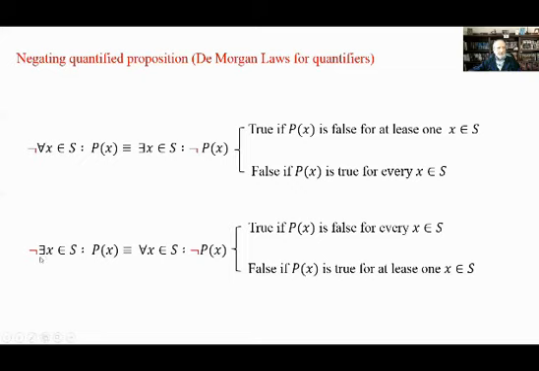If you negate "there is x in S, Px," the negation is "for any x in S, not Px." So this will be true if Px is false for every x in S, and it will be false if Px is true for at least one x in S.